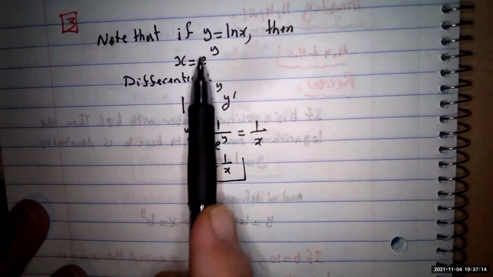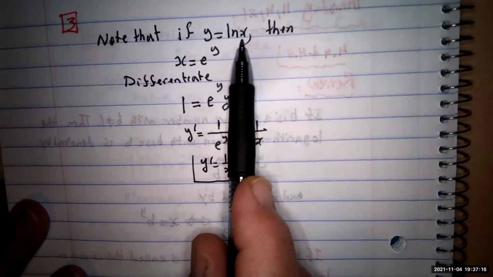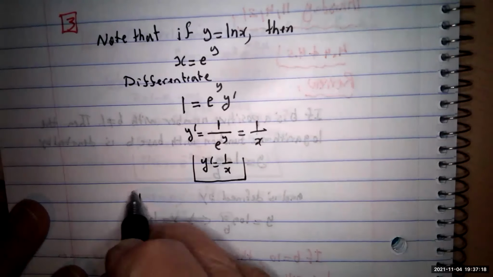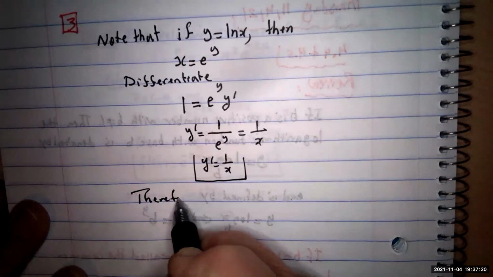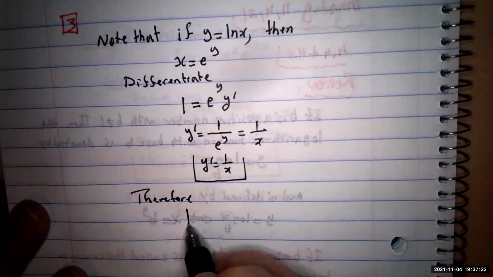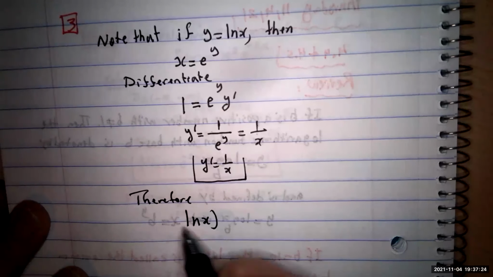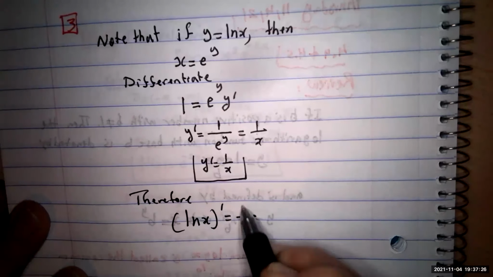Okay, so what we did, we proved that. Therefore, we proved that the derivative of ln x is simply 1 over x.